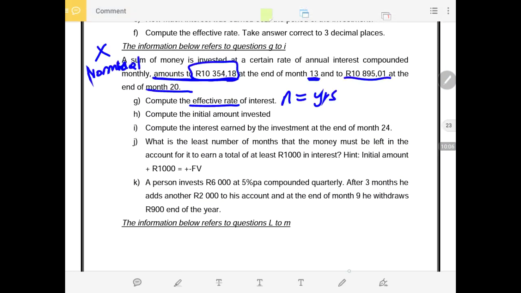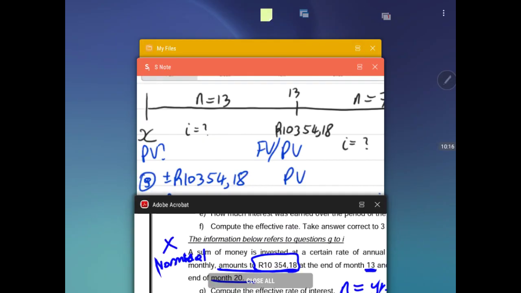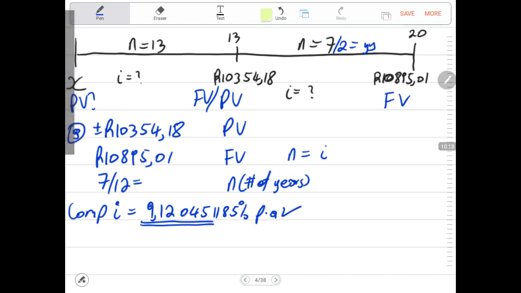Now let's go to the next requirement. Next requirement, we are to compute the initial amount that was invested. Now the initial amount that was invested is how much? It is the X amount that we don't know. But we know that this is the future value. So we do have the future value, and we do have our N as 13, and we, what else do we have? We don't have our interest, which is the nominal rate of interest. We don't have the nominal rate of interest.